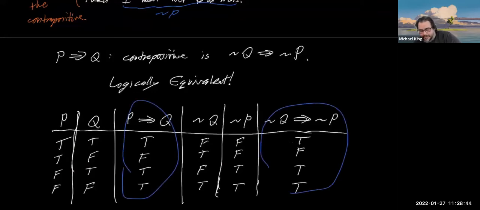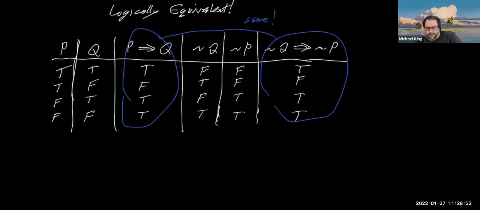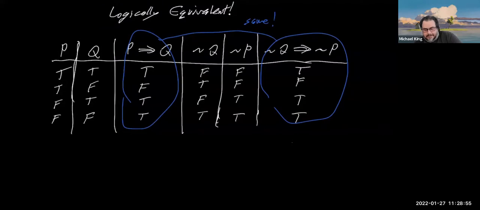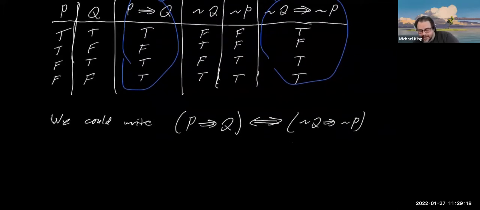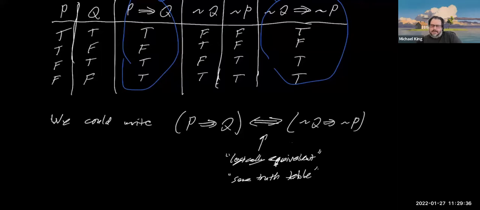So you can sort of prove that they're the same. And in fact, let me say one last thing, because I think it does come up on the problem set briefly. We could write P implies Q, not Q implies not P. And we can actually put another symbol in between, which is a double-headed double arrow. And this is the logically equivalent symbol, which basically means they have the same truth table. Okay, if that makes sense.